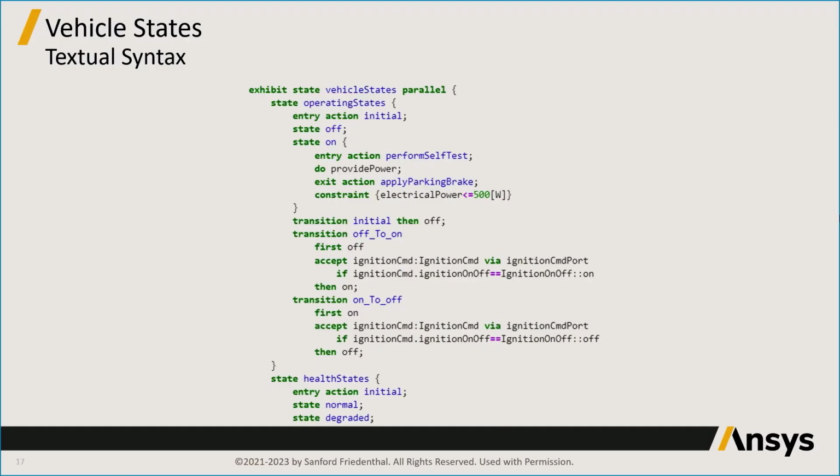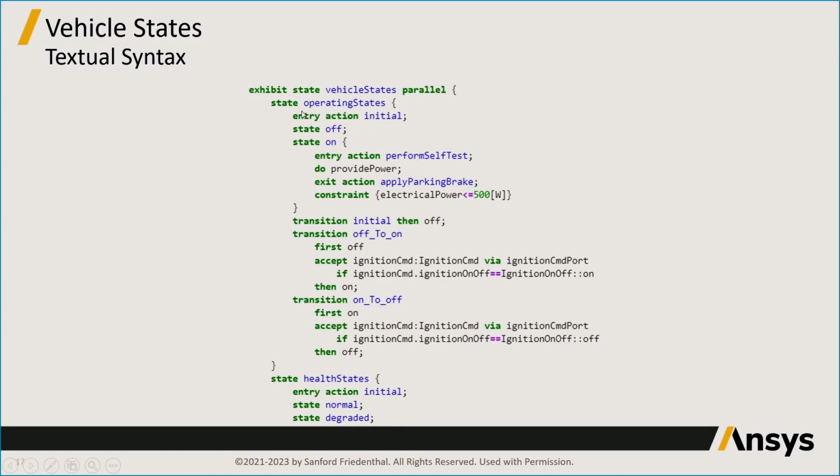So here is the textual syntax that corresponds to the graphical view that we were just looking at. You can see the exhibit state, vehicle states parallel with the first curly bracket. That's what we saw in the vehicle part definition. And then you see the expansion here. It's not all shown. It extends beyond the bottom of the page.